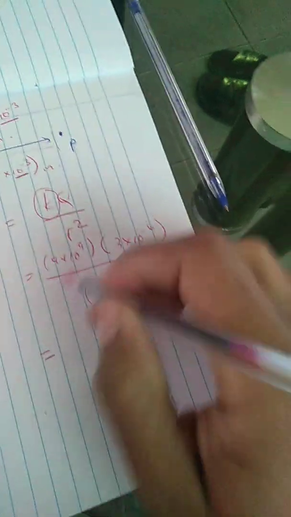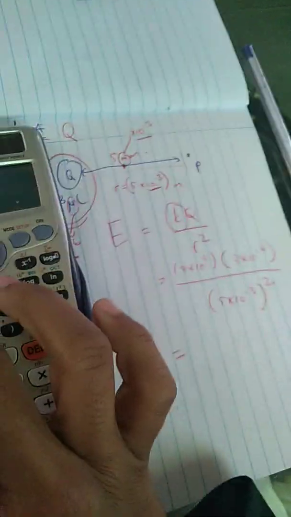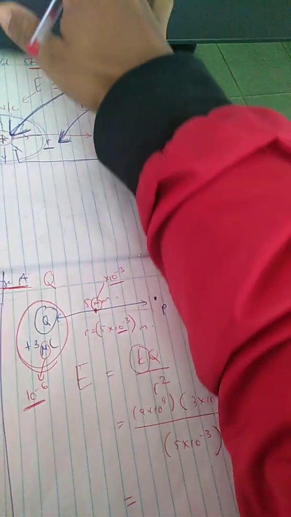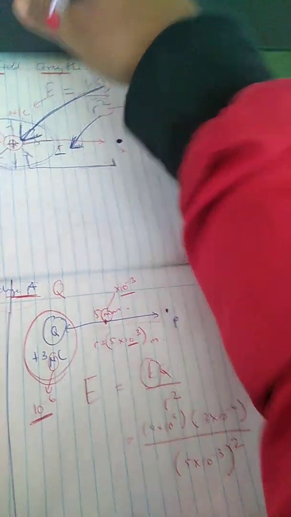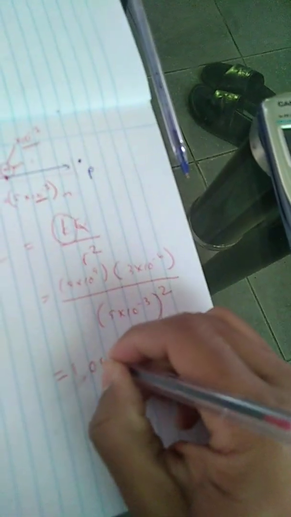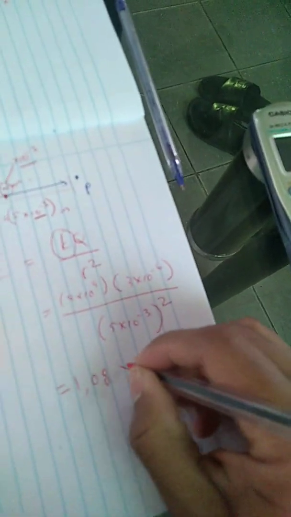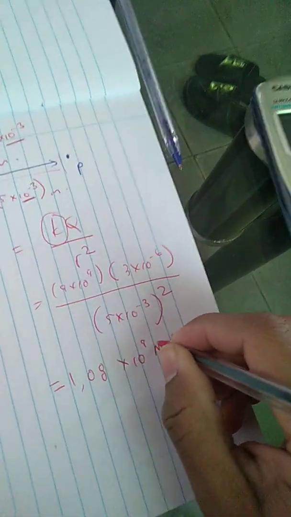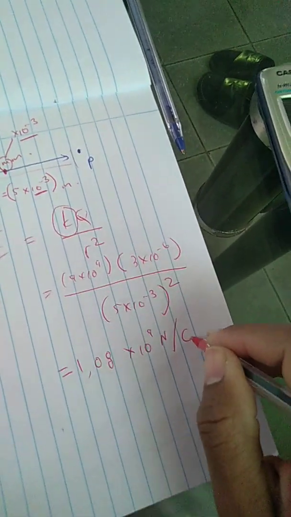Put that into your calculator. If you put that into your calculator, you get 1.08 times 10 to the 9 newtons per coulomb.